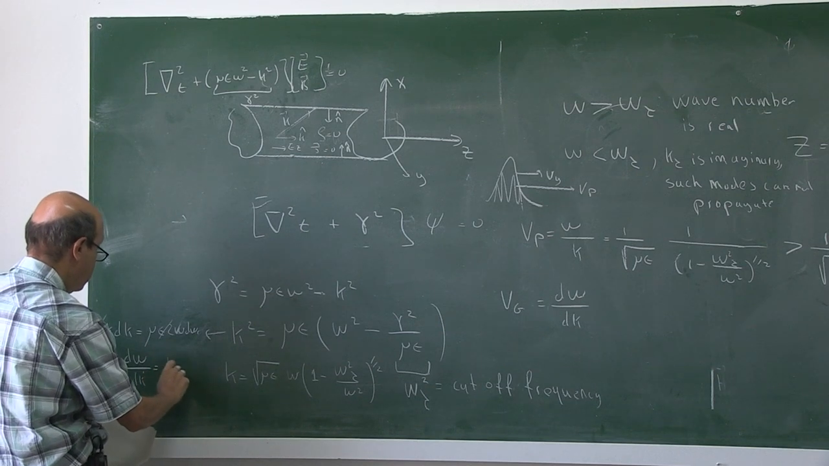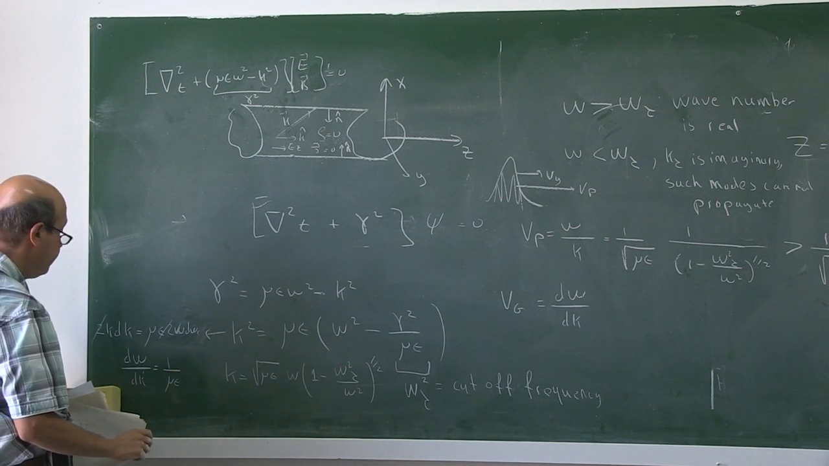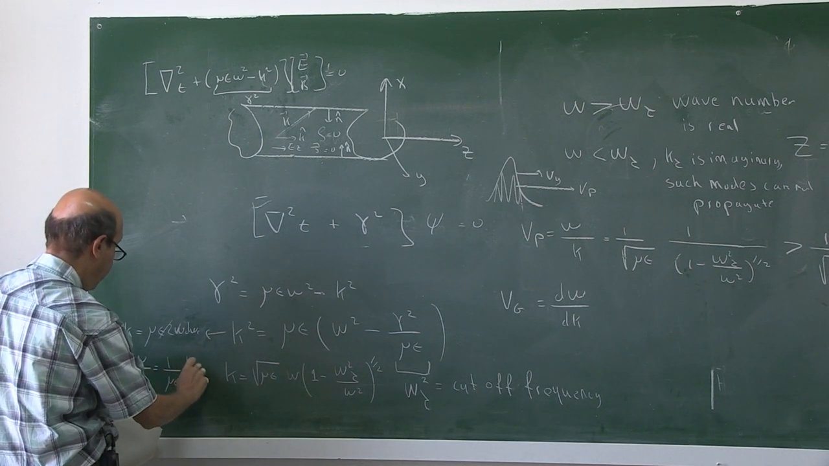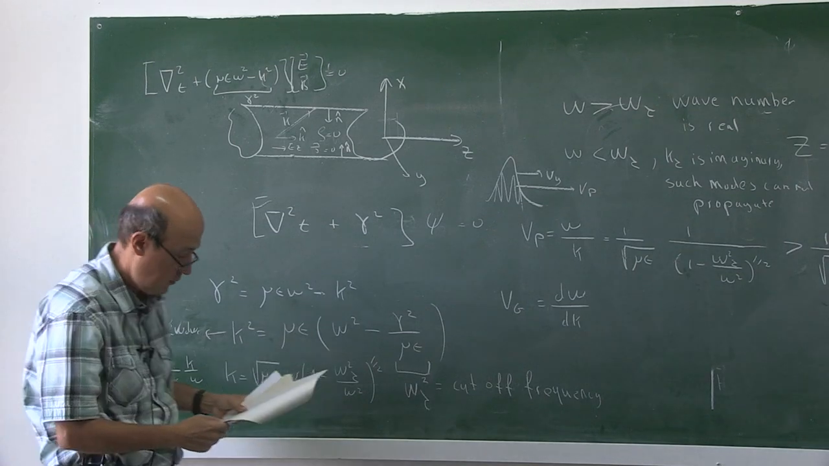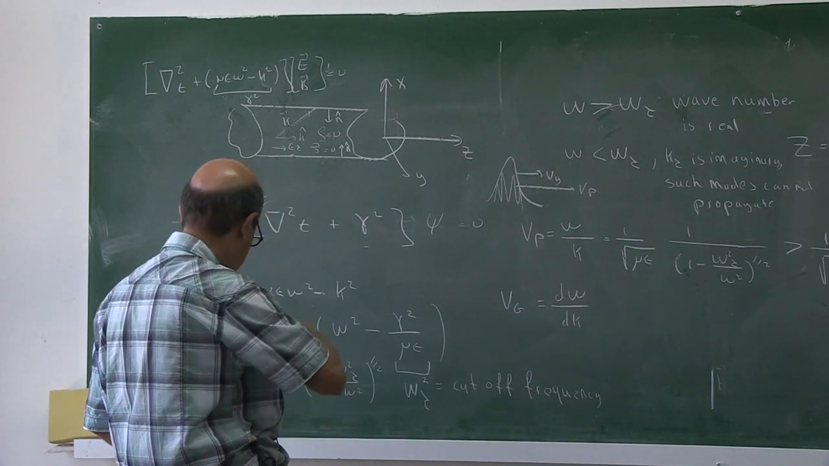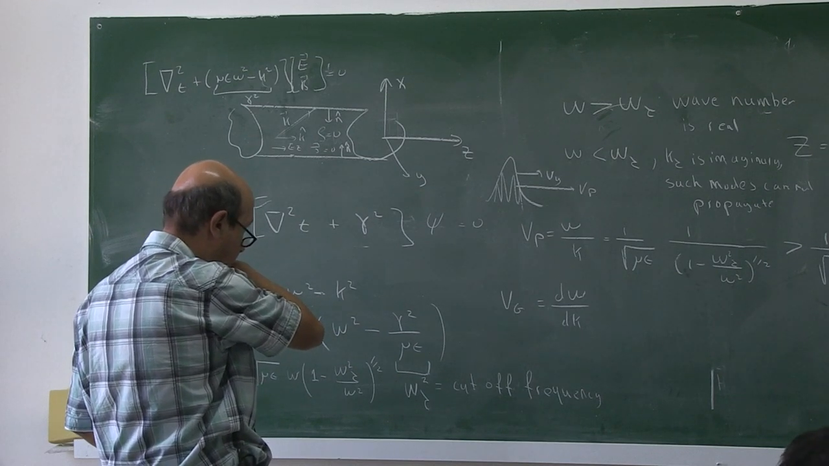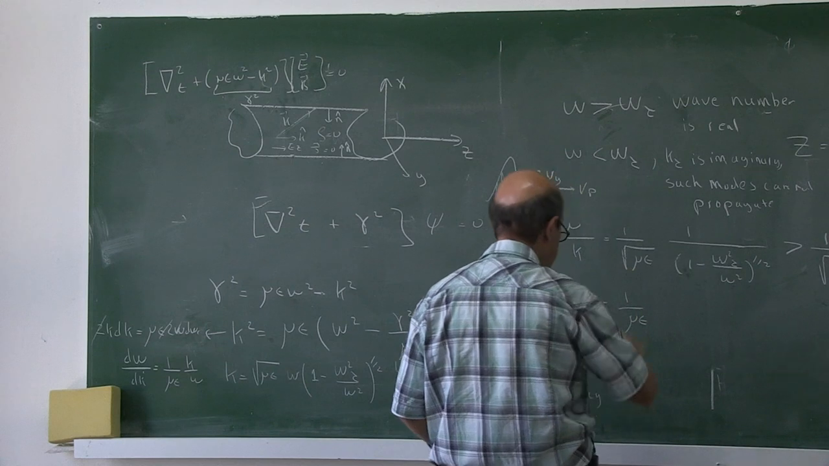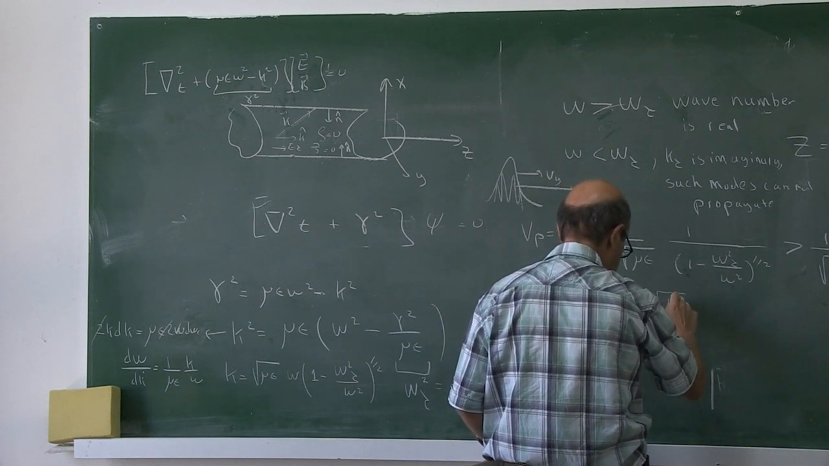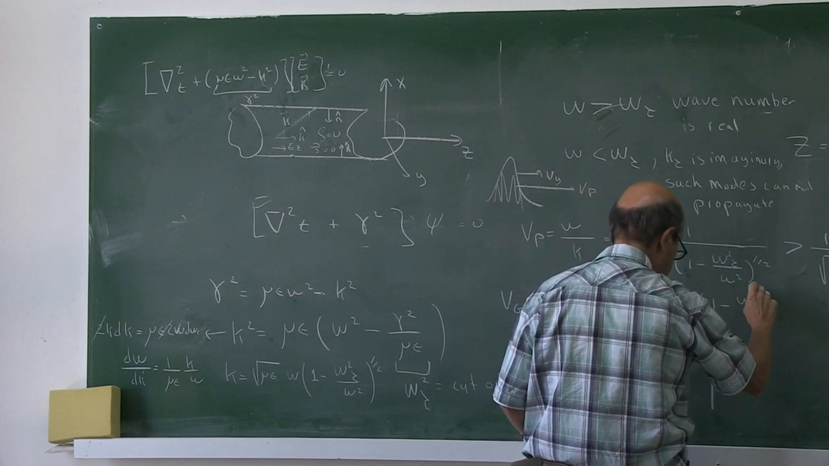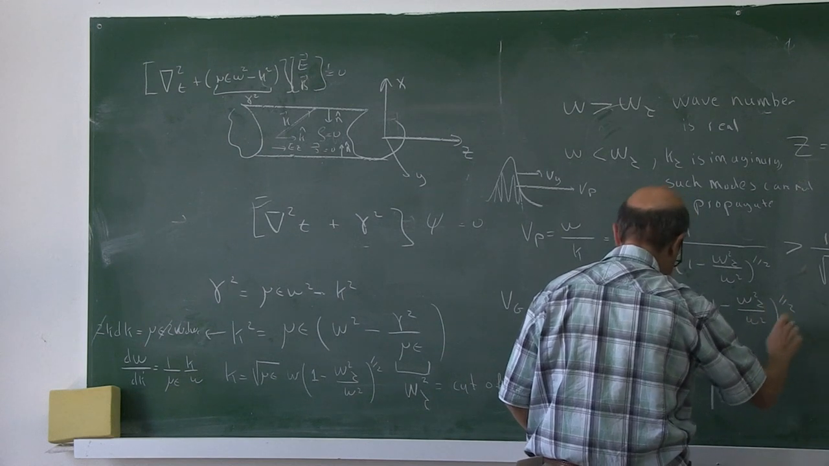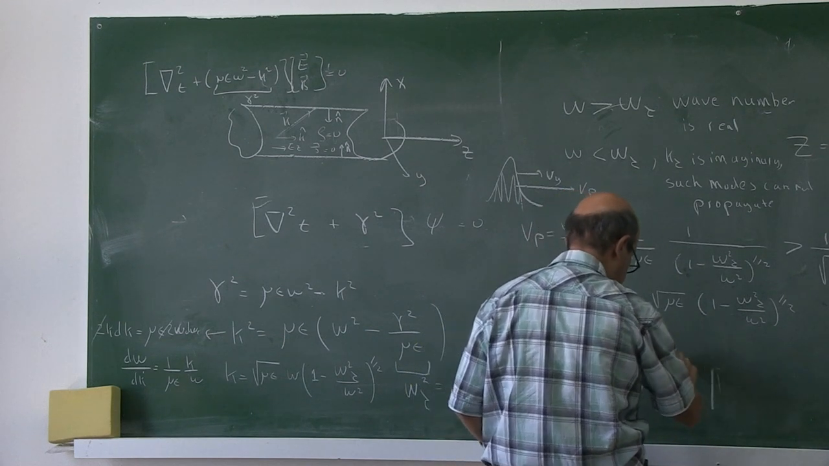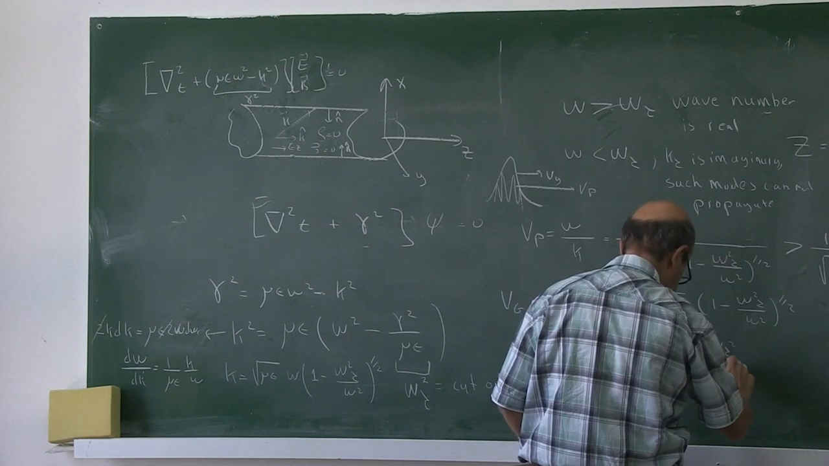That is 1 over mu epsilon times k over omega. Correct. 1 over mu epsilon times k over omega is the inverse of this term, that is square root of mu epsilon, 1 minus omega cutoff square over omega square to the power 1 half, and altogether that is equal to 1 over square root of mu epsilon, 1 minus omega cutoff square over omega square to the power 1 half.